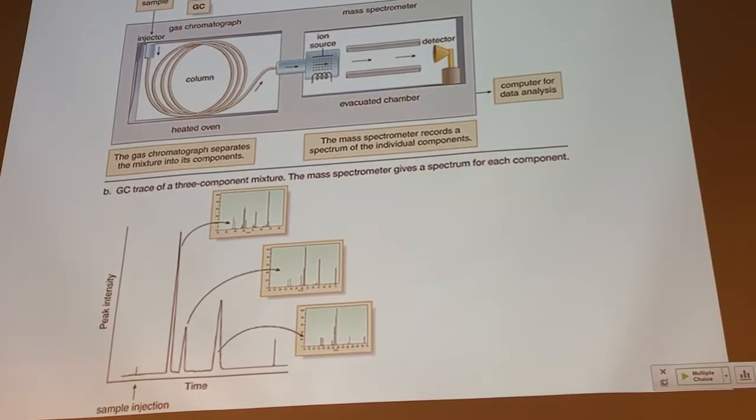This is called GCMS, where the GC stands for gas chromatography. So this is coupling a separations method with mass spectrometry. This allows you to separate the components of a mixture and analyze each of those components separately in a mass spectrometer.